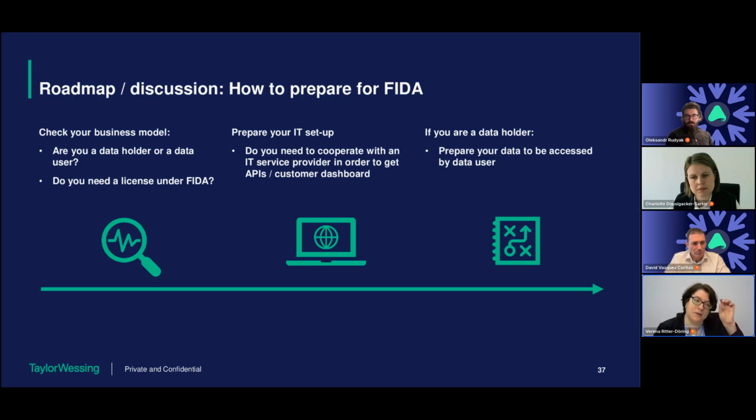If you are a data user, you need to see if you need a license under FIDA to become a financial information service provider. This is also something that needs to be checked from an economical point of view. So I think this is a starting point, very practical. Looking at your business model and how you want to develop your business model. Also, if you're a data holder, you might want to think about your own data user company within your group or something like this. So there are really a lot of possibilities for everyone involved.